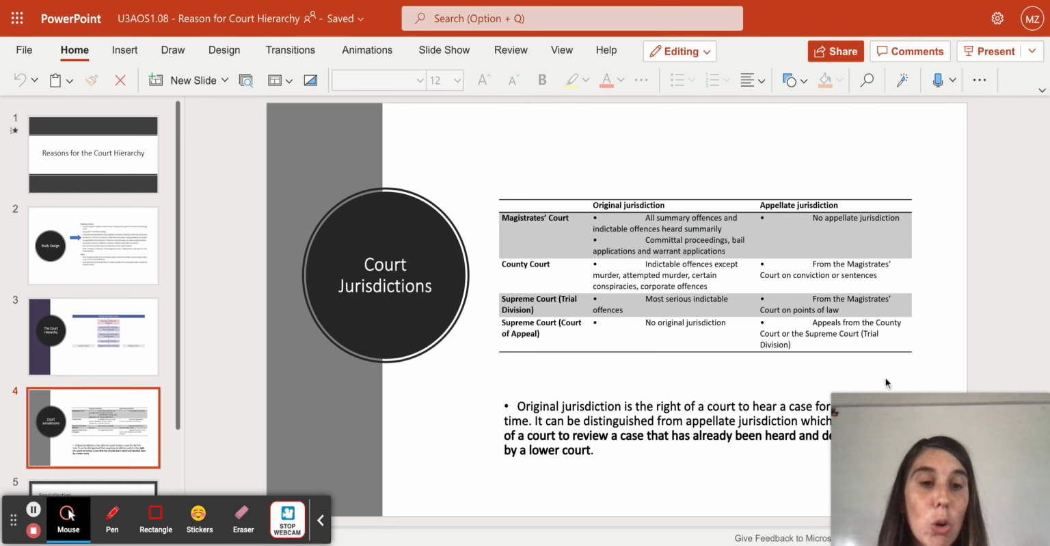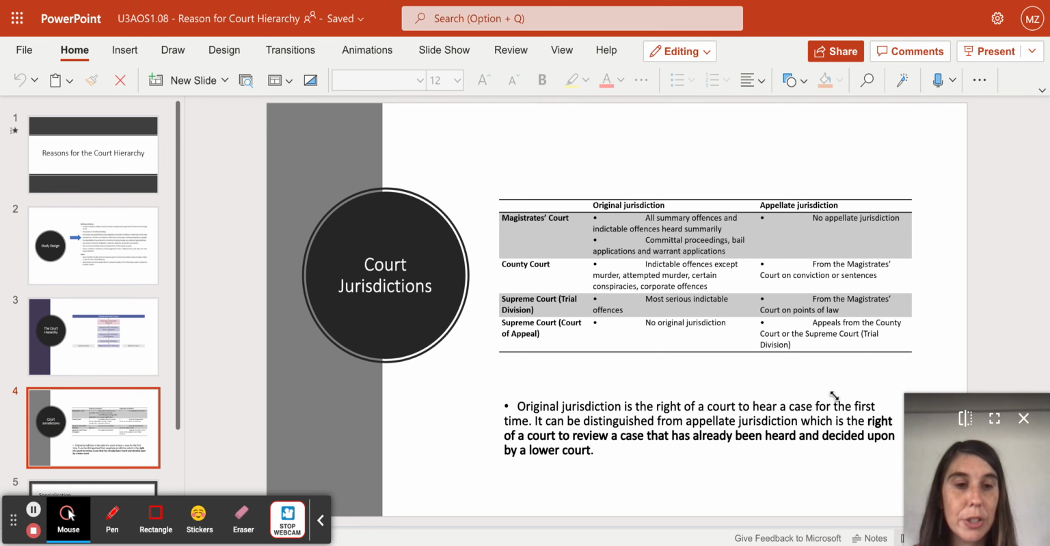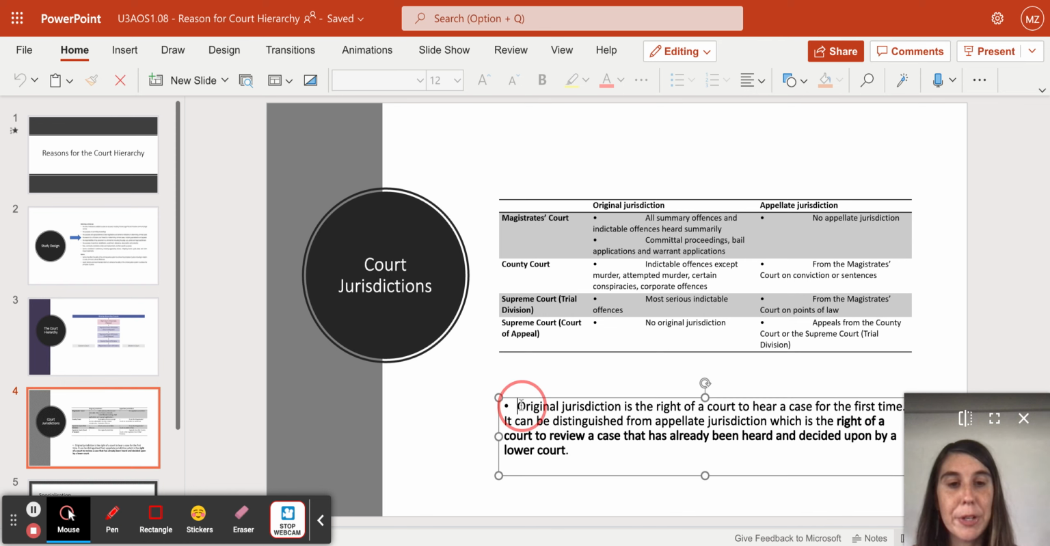Okay, a court has two jurisdictions. Okay, the first jurisdiction is the original jurisdiction. So what can it hear originally? And then the second one is its appellate jurisdiction. So what can it hear on appeal? Okay, so we've got a number of different ones.